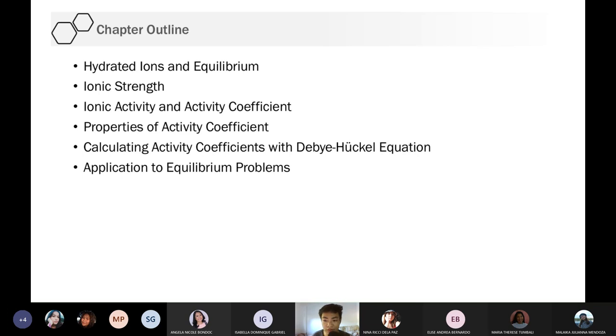So yeah. So for our discussion today, the following are the topics to be covered, no? So we will discuss hydrated ion and its effect with in equilibrium, ionic strength, activities and activity coefficient, properties of the activity coefficient, and how to calculate for the activity coefficient with the Debye-Hückel equation and its application to some equilibrium problems.